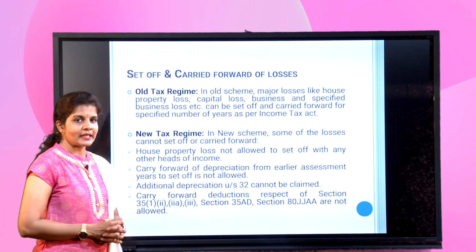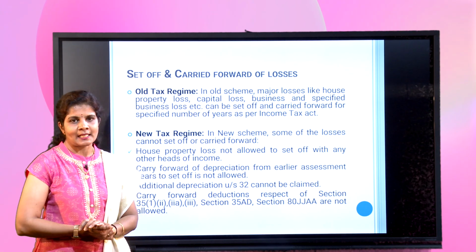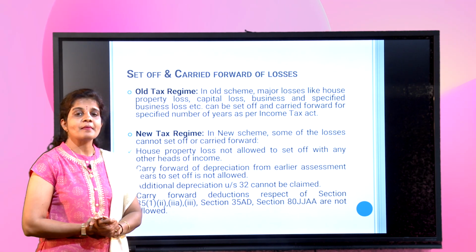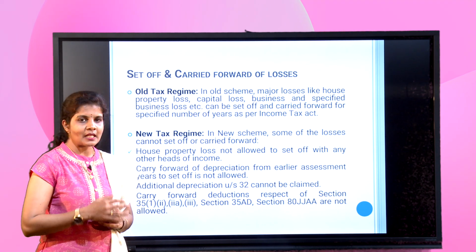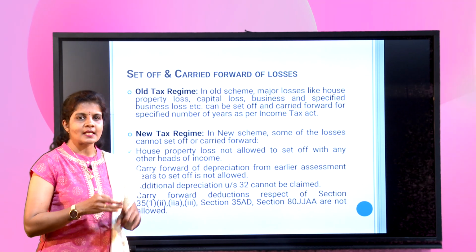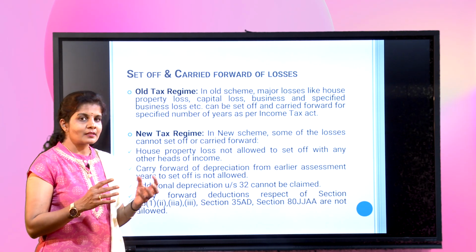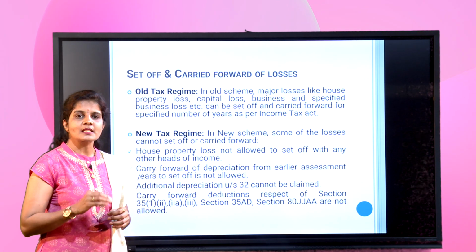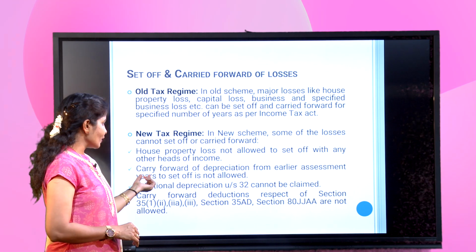First one is house property losses, which is not allowable for set off with any other heads of income. But this house property loss under old tax regime can be set off with all the other 4 heads of income, even within the same head as well as between the heads, like income from salary, income from business, capital gain, as well as income from other sources. All the 4 heads, this loss can be set off. But under new tax regime, this house property loss cannot be set off with any other heads of income.